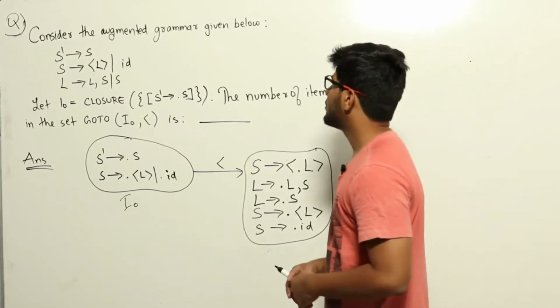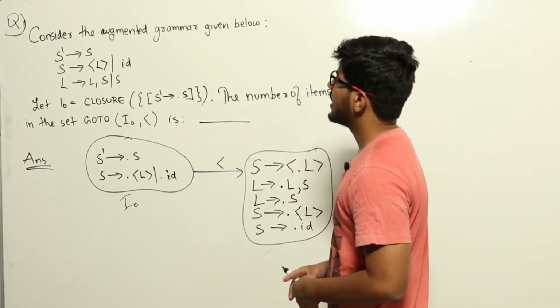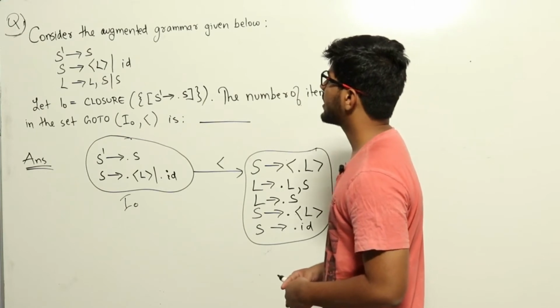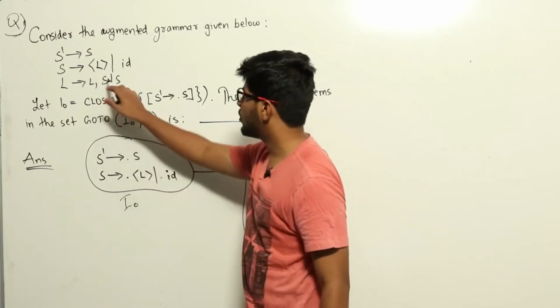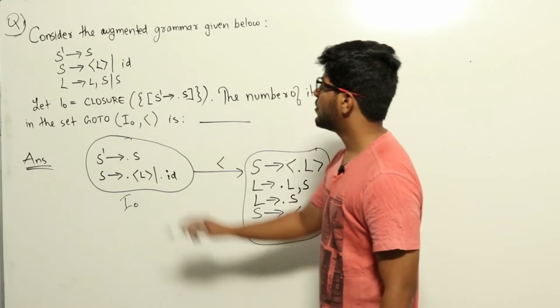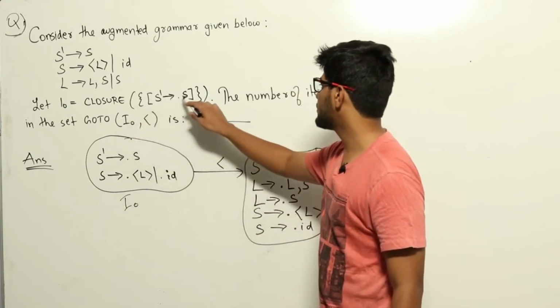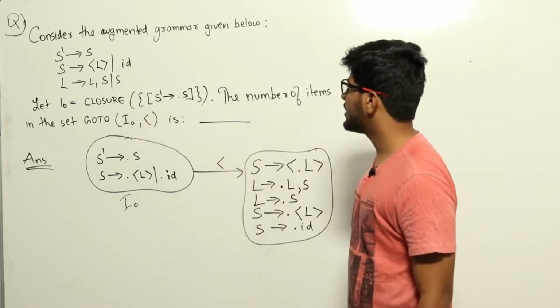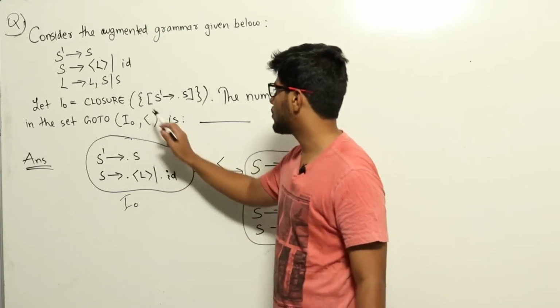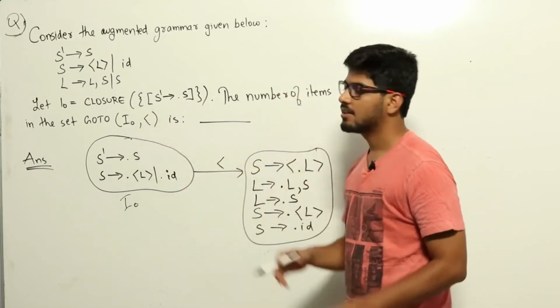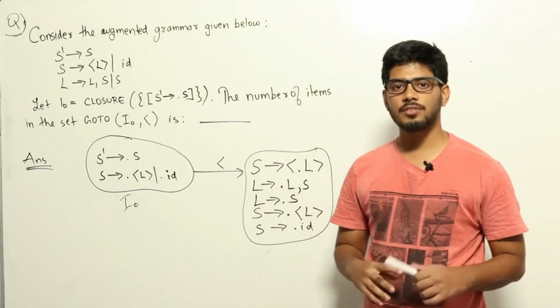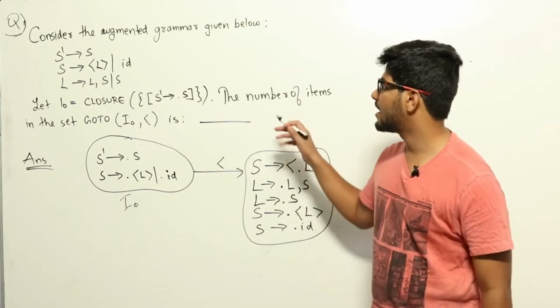Consider the augmented grammar given below. S' gives S, S gives left bracket L right bracket or ID, L gives L comma S or S. Let I0 be equal to closure of S' gives dot S. The number of items in the set goto of I0 comma left bracket is dash. So this is a very straightforward question coming from compiler design topic regarding LR parsers.